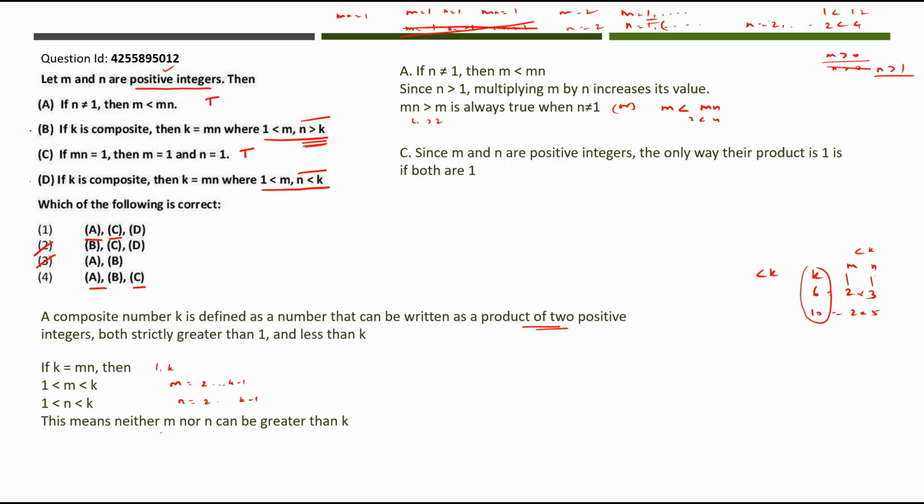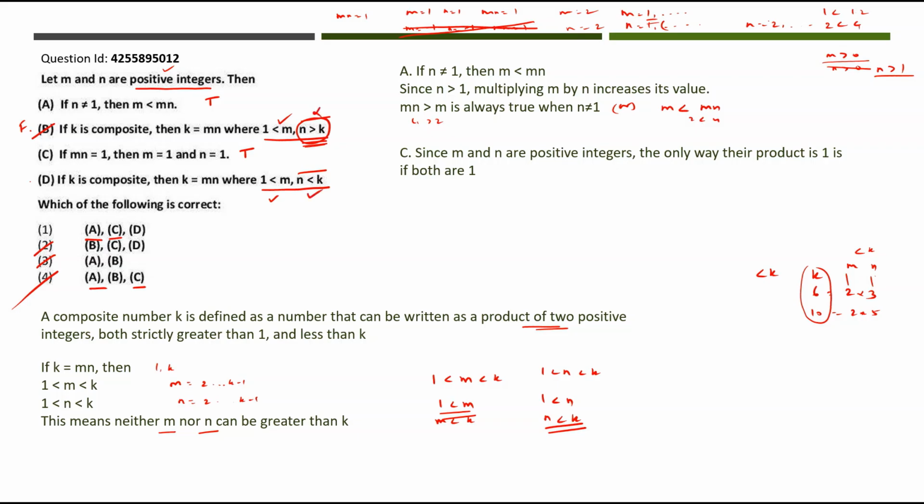This means that neither m nor n can be greater than k. In that case, this particular expression fails, and so we know B is definitely false. So the option that includes B can be ruled out. The expression is actually 1 less than m, that is m is greater than 1, and m is less than k. This can be written as 1 less than m less than k. What about 1 less than n less than k? This can be expressed as 1 less than n less than k. So this condition is expressed here and this condition is expressed from here. So this is right, n less than k is also right, but this one is wrong.